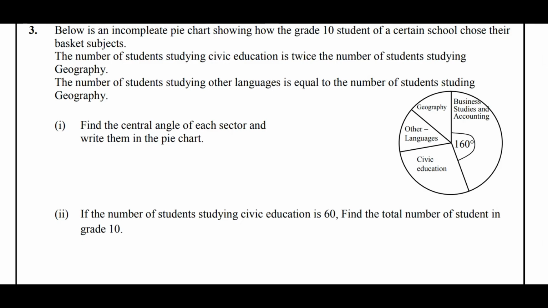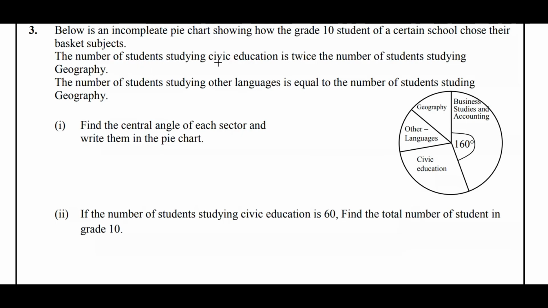Question number 3, data representation. Below is an incomplete pie chart showing how the grade 10 students of a certain school choose their basket subjects. The number of students studying civic education is twice the number of students studying geography. The number of students studying other languages is equal to the number of students studying geography. Question number 1, find the central angle of each sector and write them in a pie chart. Yes, we use these details.